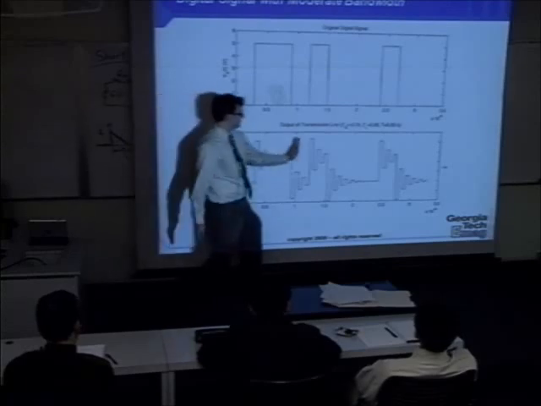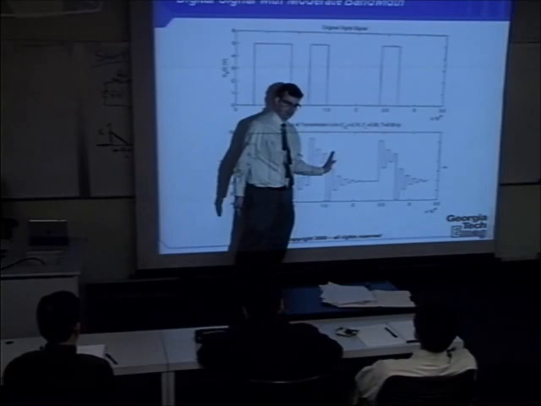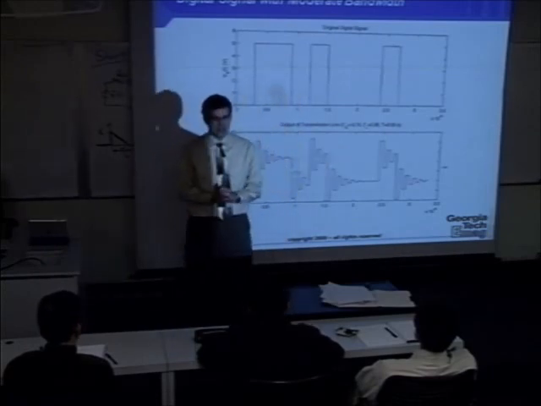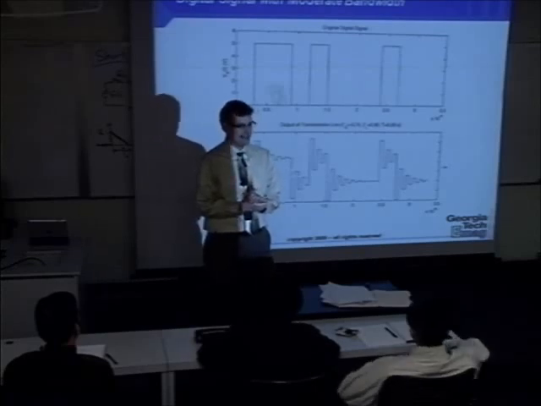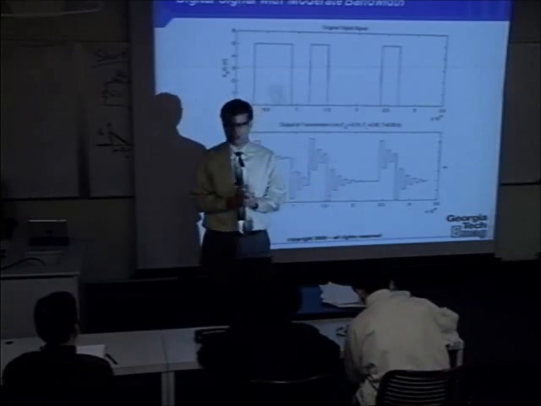So echoes from this pulse are leaking into this next pulse. We have a special word for that in electrical engineering. We call it ISI, intersymbol interference. When digital pulses are leaking into their next neighboring pulse slots, and therefore they're causing distortion.